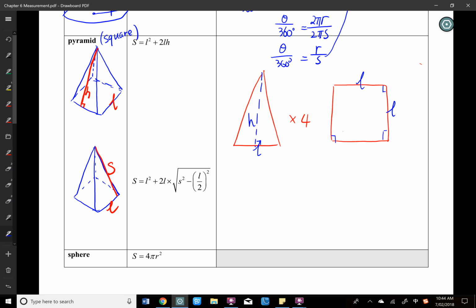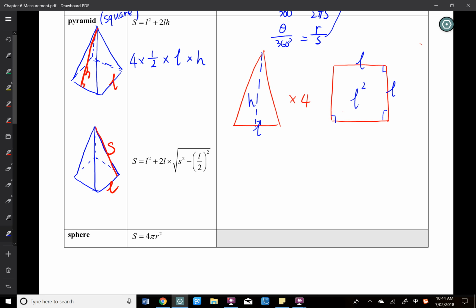So if you think about the square, the area of the square is just L squared. And if you think about the triangle, it will be a half base times height, which is half L times H. But there are 4 such triangles, so you need to times that by 4 as well. Therefore, if you simplify that, that's 2LH. That is just what we have here.